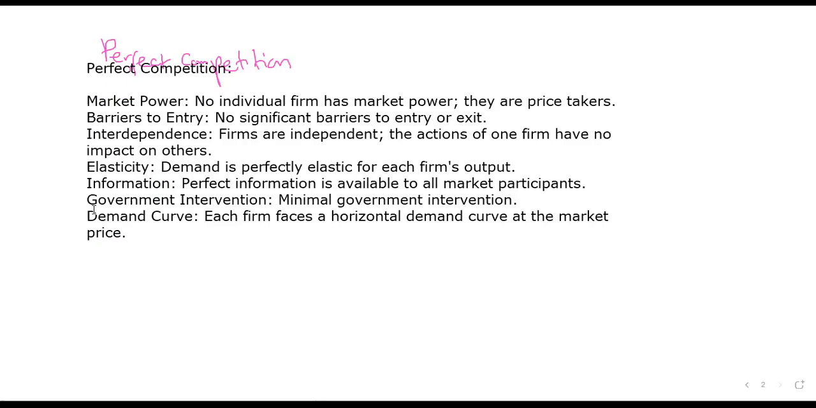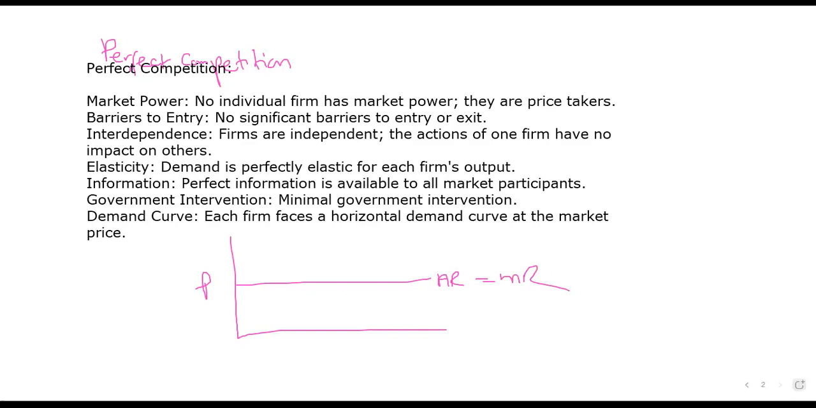In terms of elasticity, they are perfectly elastic. It's very sensitive. Information here is perfect. The government intervention is minimal or none. The demand curve is horizontal. It looks something like this. The price is equal to the average revenue, which is same as what? Marginal revenue.